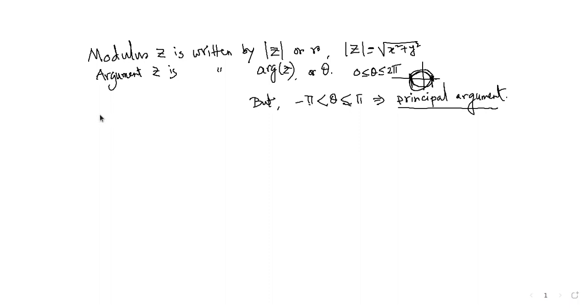And we can also convert any complex number, for example z equal to x plus iy, into polar form. Since we know that x equals r cos theta and y equals r sin theta. Okay, good.